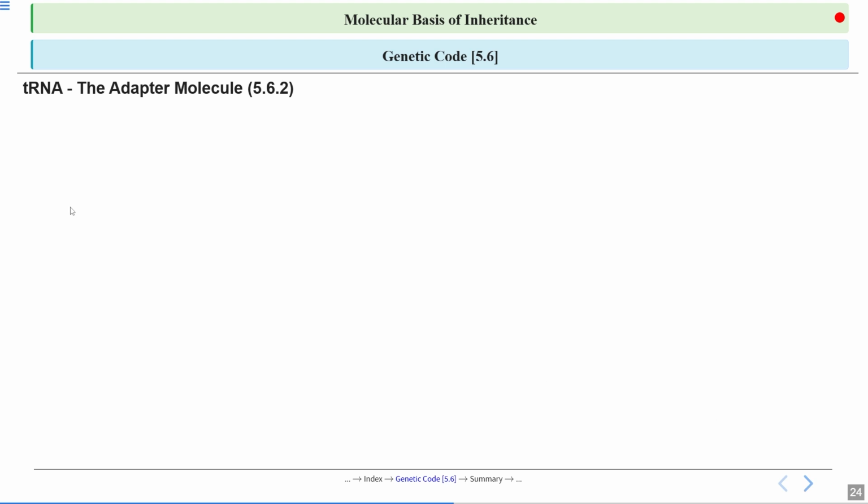So this was all about genetic code and mutations. Now we will move to tRNA, the adapter molecule, and this is from NCERT section 5.6.2. Here we will study the structure of transfer RNA and the function of transfer RNA. We have been talking about this tRNA for the last two to three classes, but today we will understand it more clearly.